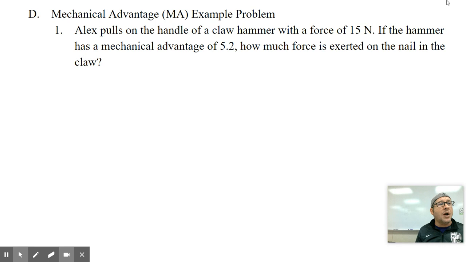So Alex pulls on a handle of a claw hammer. If you don't know what a claw hammer is, it's simply a regular hammer. Okay, it's got a claw on it with a force of 15 newtons. If the hammer has a mechanical advantage of 5.2, how much force is exerted on the nail in the claw?